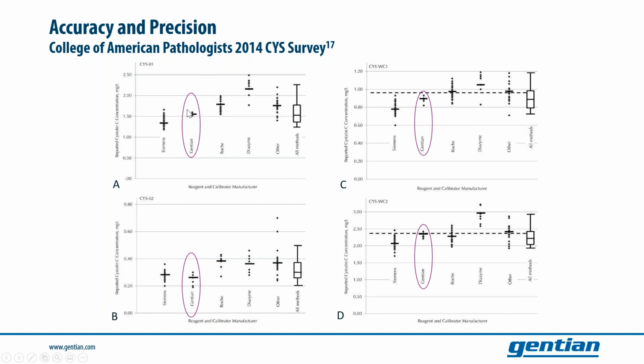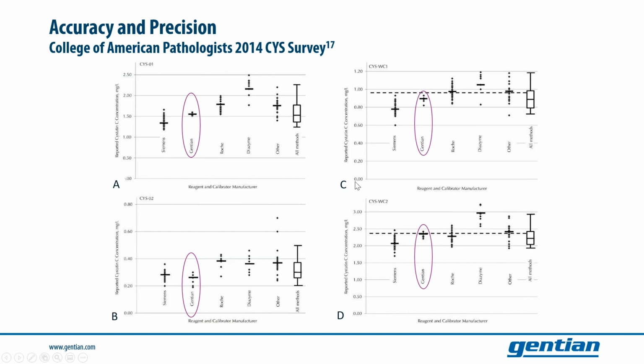You see here all the Gentian measurements were very close together in sample A as compared to the others, and when it comes to sample B, which is around 0.3, which is very close to the LOQ, you see obviously that the spread is larger for all methods. But again, Gentian is at least as good as the other methods. So we can conclude that the Gentian method is precise.